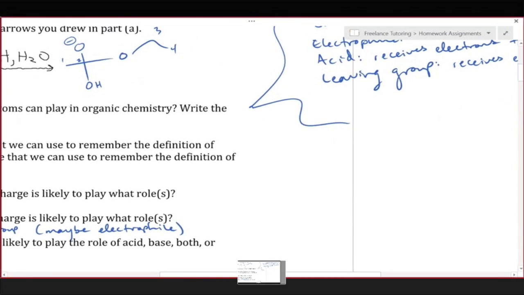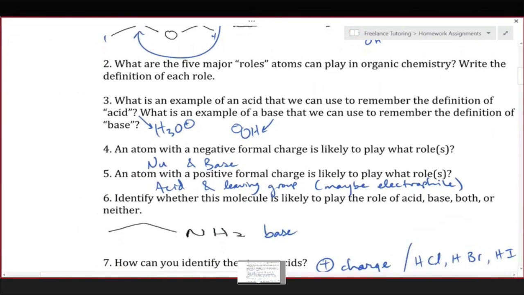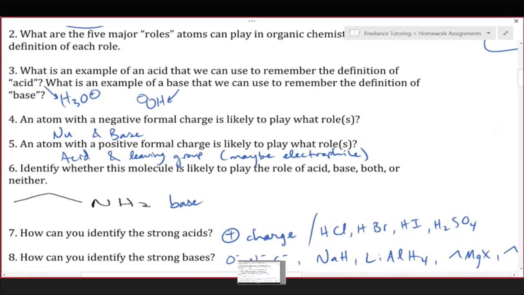So we can take a look at number 3. H3O plus and hydroxide are examples of acids and bases. Okay, good. We talked about how that's useful to remember that acids want to receive electrons because H3O plus is positive. And OH minus wants to donate electrons, so bases want to donate electrons.